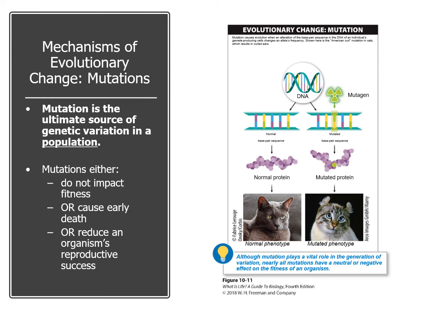So continuing on, talking about mutations. Mutation is the ultimate source of genetic variation in a population, like we said on that last slide. Very important thing to get across. It's a big one. Pretty much everything you see when it comes to evolution is stemming from mutations. So mutations are potentially not going to impact fitness, and we'll talk about what fitness is, or cause early death, which is not a good thing, or reduce an organism's reproductive success.